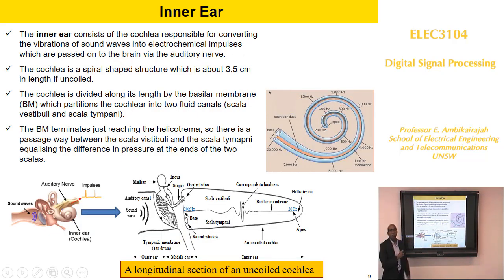Now we move on. We have looked at the outer ear, we have looked at the middle ear, and we have implemented that, that's activity 1. Now we move on to the inner ear, that's the spectrum analyzer. So inner ear, this cochlea, you need to uncoil it, because then you can understand better. The inner ear consists of the cochlea, responsible for converting the vibration of sounds into electromechanical impulses, which are passed to the brain.